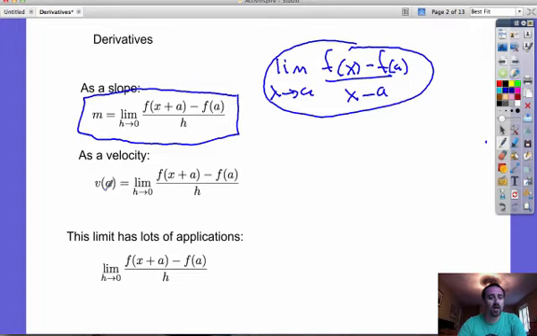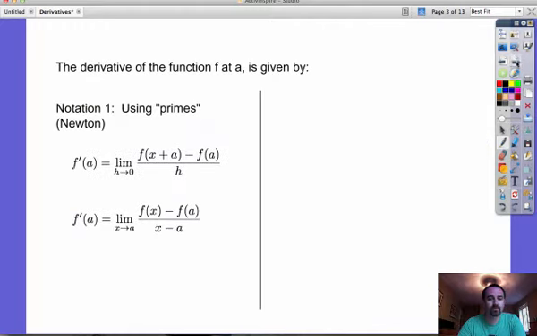We can think of it as a velocity, v of a, velocity at a value a. Again, same thing. And this idea has a lot of applications. Anytime you're talking about any kind of rate of change of a function at a particular point, this is it. All right.